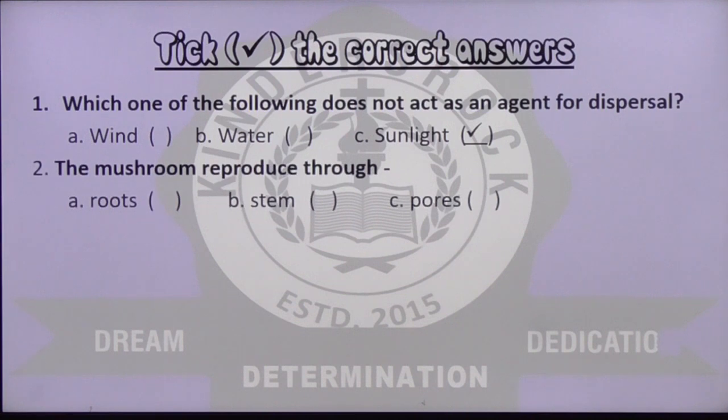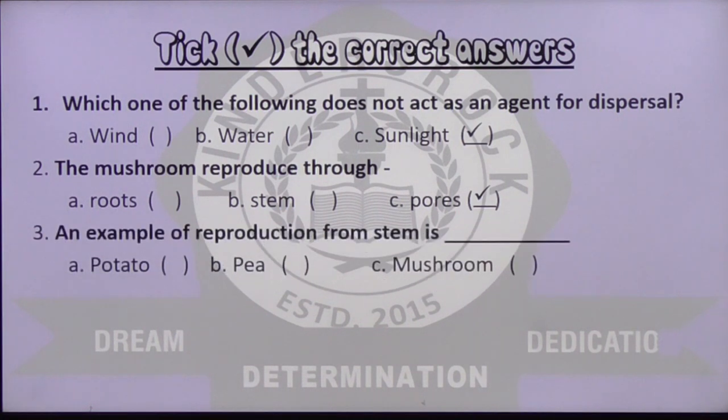Second one, the mushroom reproduces through what? There we have not roots, not stems, but spores. Okay, always remember that. An example of reproduction from stem: is it potato? Is it a pea? Or is it a mushroom? No, it is not pea and mushroom. It is potato. Remember that.